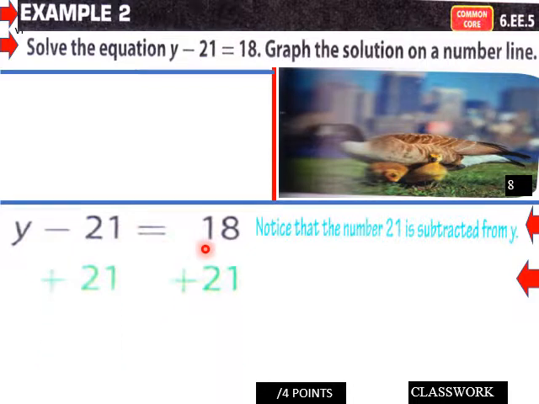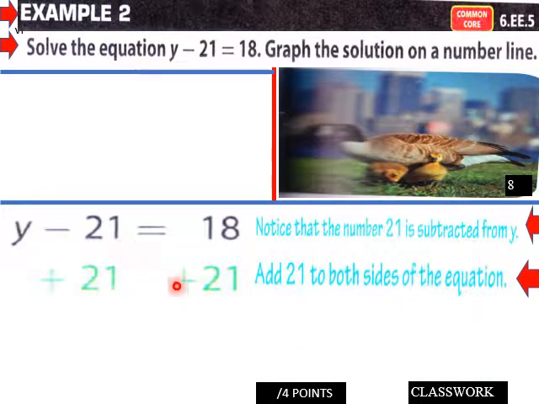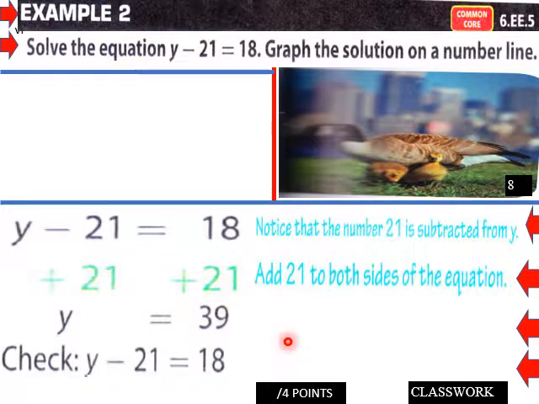So how do we solve for y here? We're going to add 21. We're going to get rid of this negative 21 by adding positive 21 to both sides. So add 21 to both sides of the equation. When we do that, 21 and a negative 21 is 0. And then 21 plus 18 equals what? It equals 39. So y now equals 39.